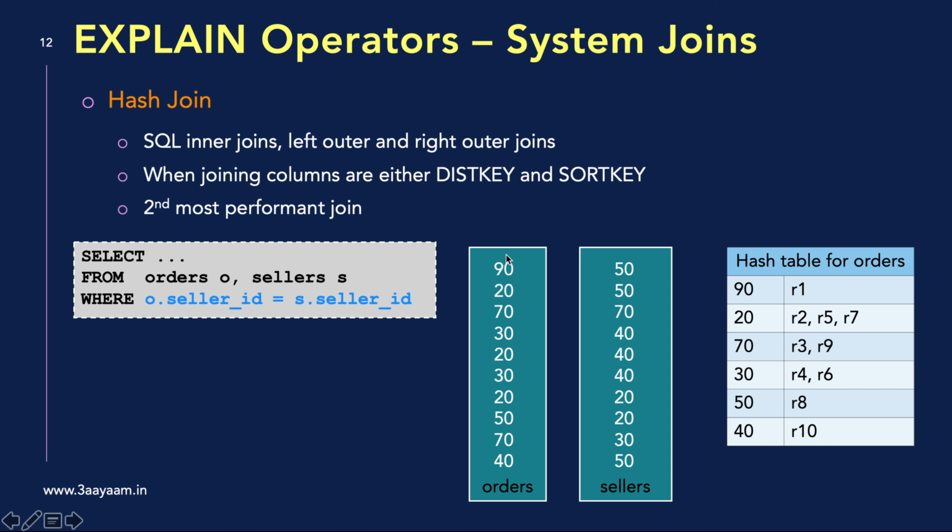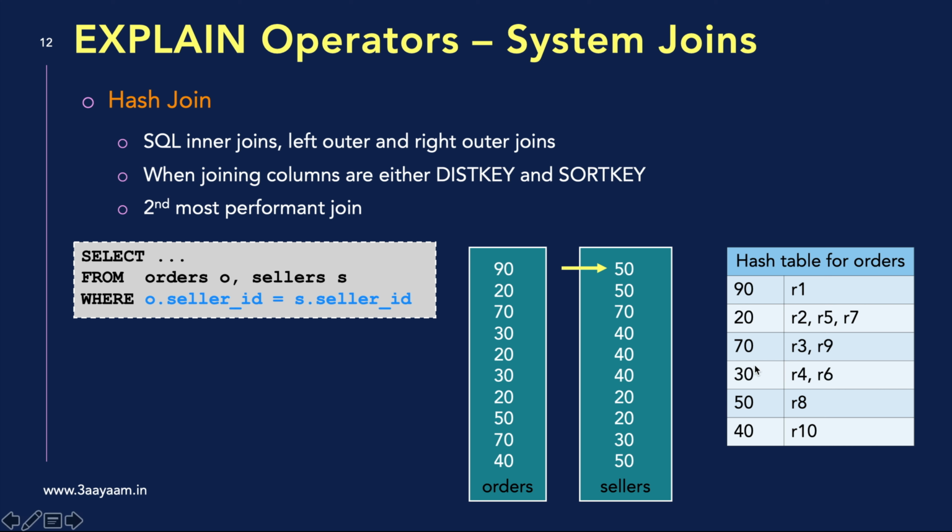It says that it will check row number with seller ID 90, it will create one bucket. There's only one row. With seller ID 20, there are three rows, row number 2, 5 and 7. So there's 2, this is 5 and this is 7. Similarly, for seller ID 70, there are two rows, R3, R9. So it will create a bucket like this in memory. So now it will go ahead and check the sellers table, which is the outer table rather.